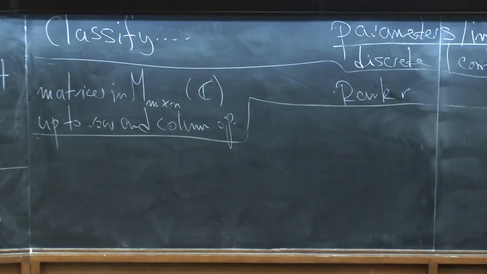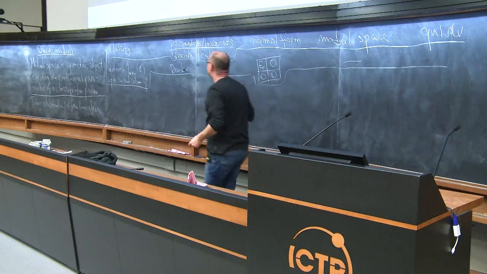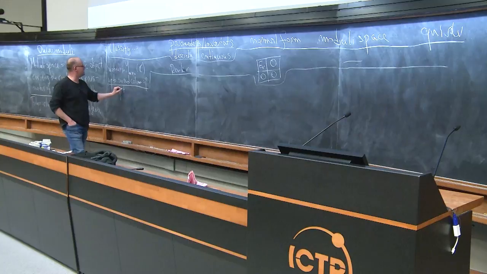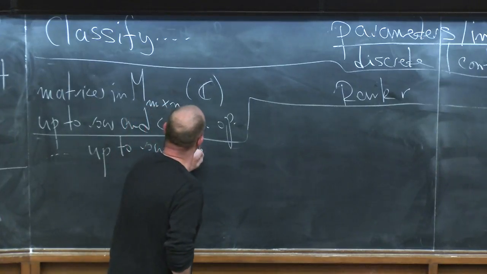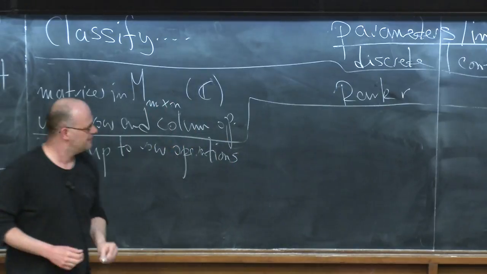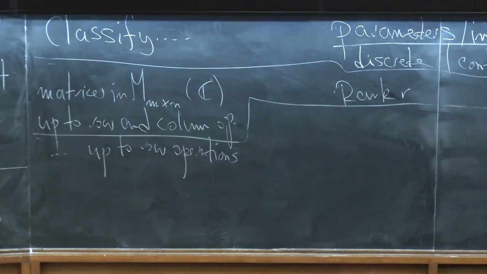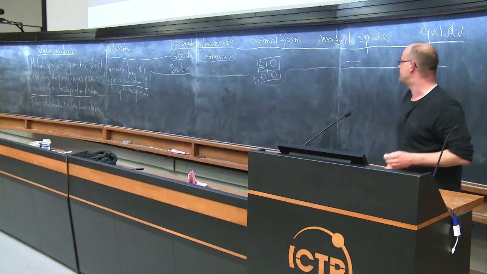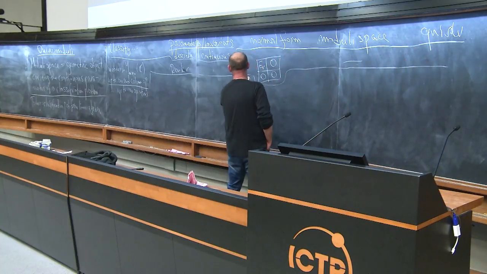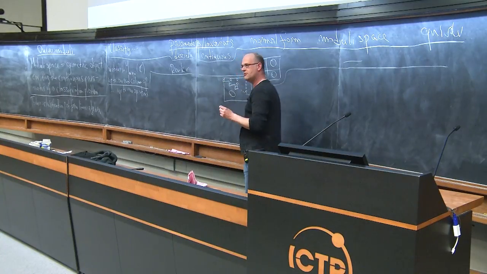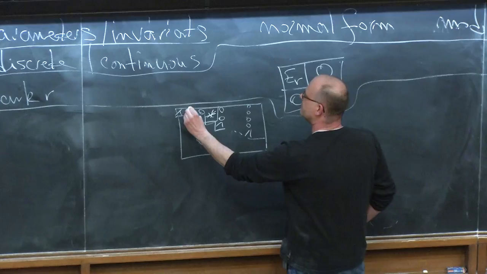So let's make things more difficult by classifying such matrices, but only up to row operations. So same problem, but only up to row operations. And of course, we know the solution, because the solution is at the heart of solving linear systems of equations. It's the reduced echelon form of a matrix. So the normal form looks like a reduced echelon form, where you have these ones here, zeros above the ones, zeros below, and then all sorts of free parameters in between.